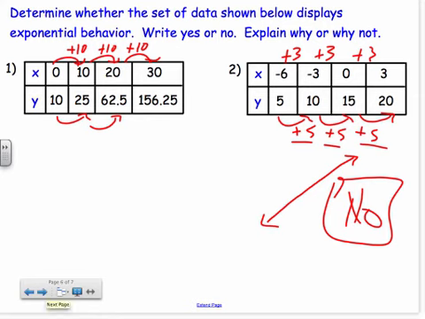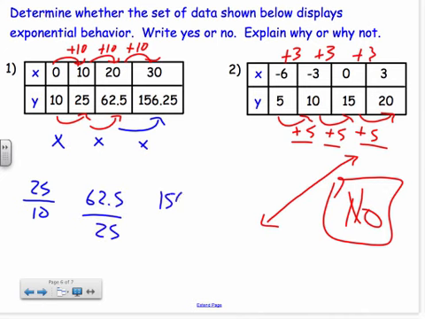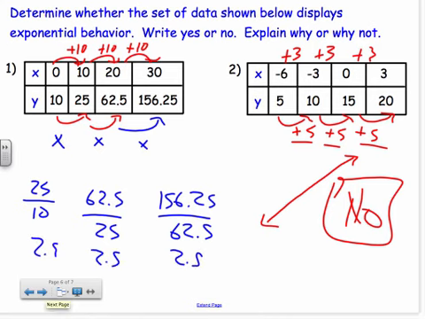To check for exponential behavior, we want to see if it's being multiplied by some number each time. To check that, I can just divide 2 consecutive y's. So I can take 25 and divide it by 10. And then I can take 62.5 and divide by 25. And 156.25 divided by 62.5. And see what I get for those. And as I go through them, I end up getting 2.5 for each. Every single one is 2.5. So it's basically getting multiplied by 2.5 every time.